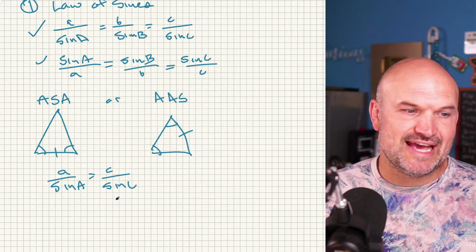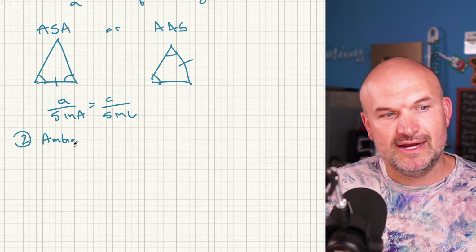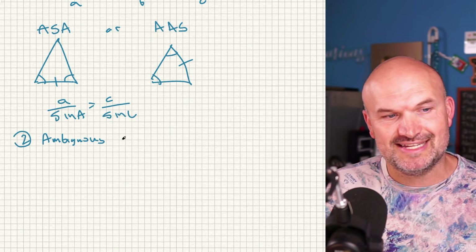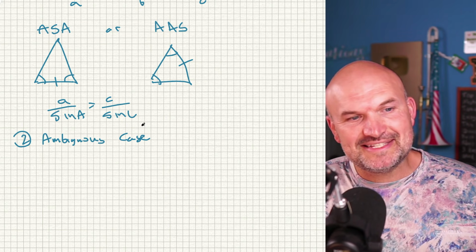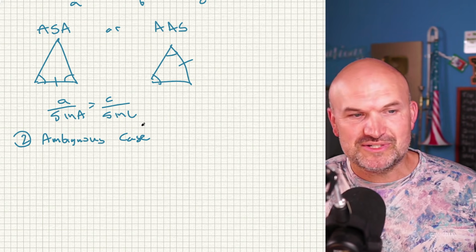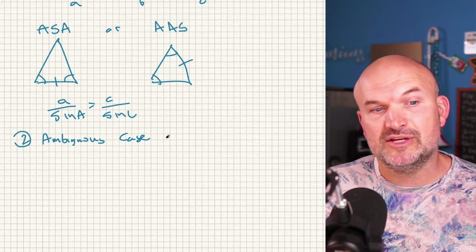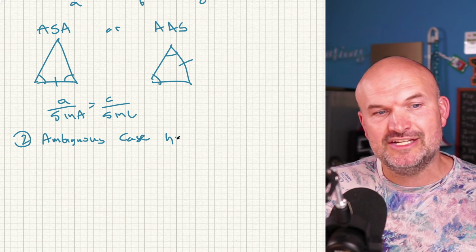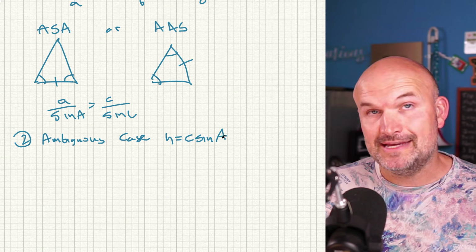But there is a caveat to it. And the caveat to the law of sines is going to be the ambiguous case. All right. Now, the reason why the ambiguous case is going to be the caveat to the law of sines is because it makes things so much more difficult. But there is a formula that I want you to remember for the ambiguous case. And that is going to be h is equal to c times the sine of A. All right.